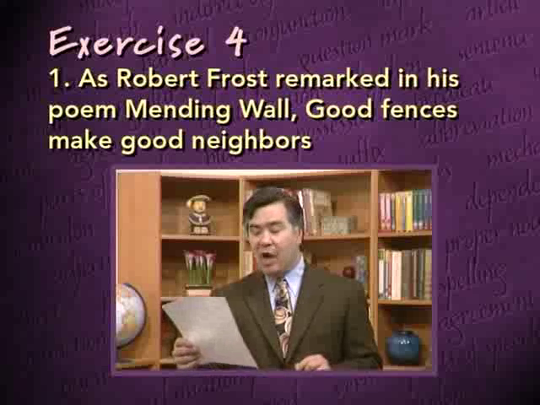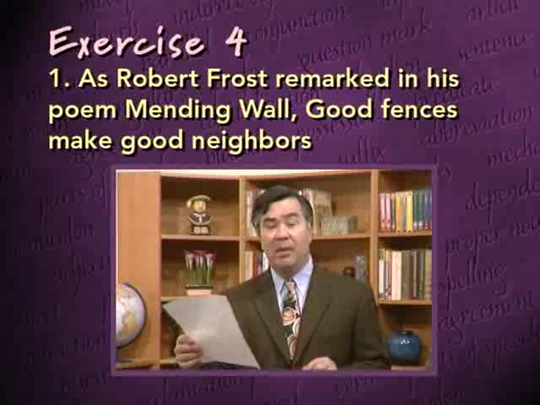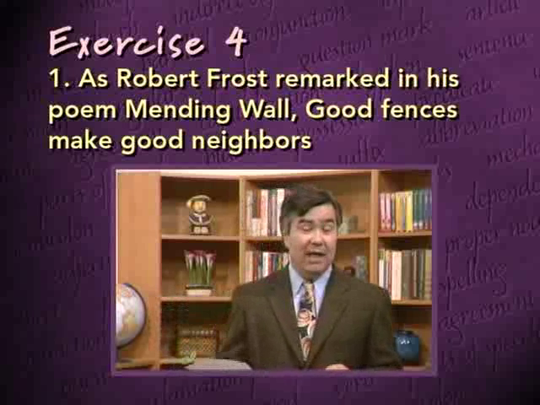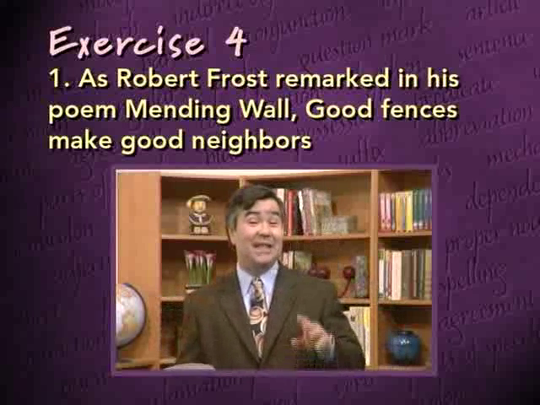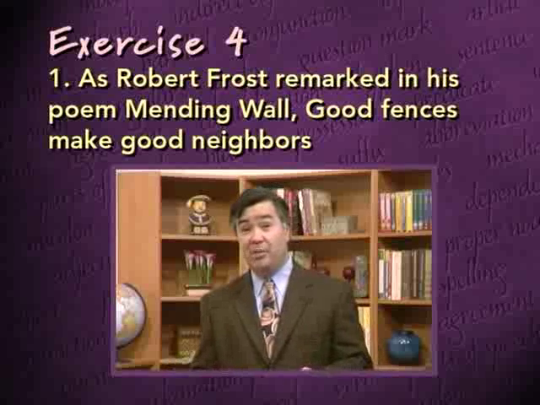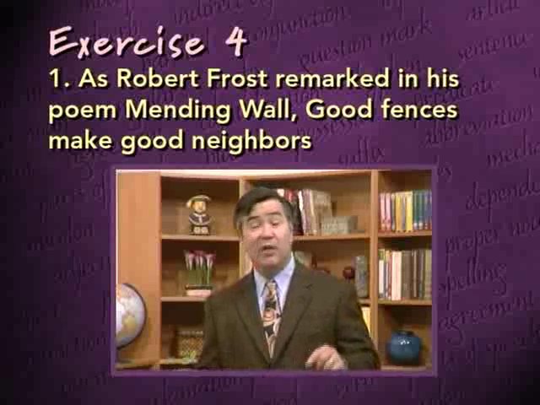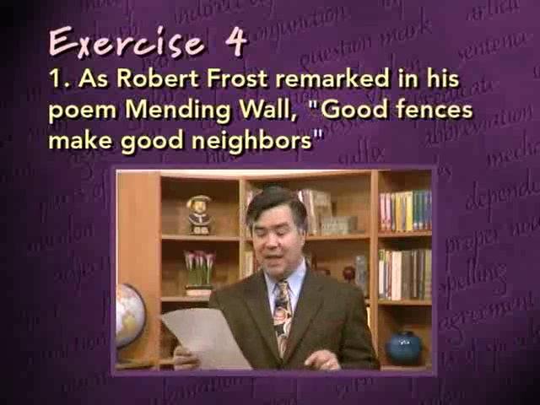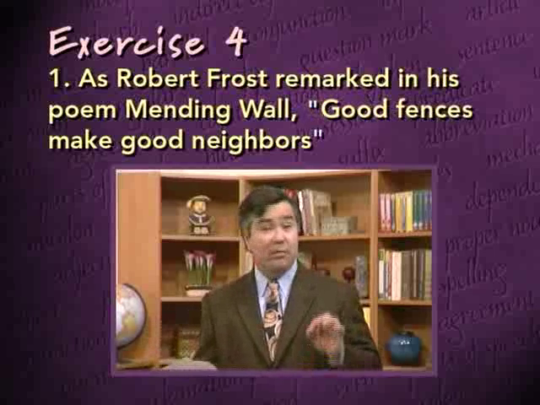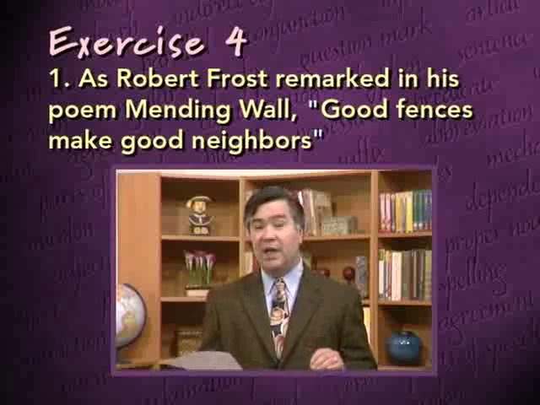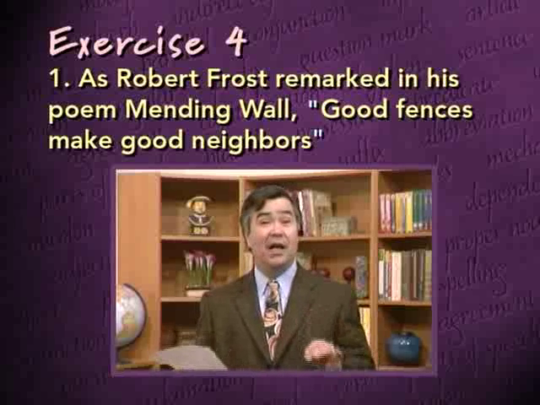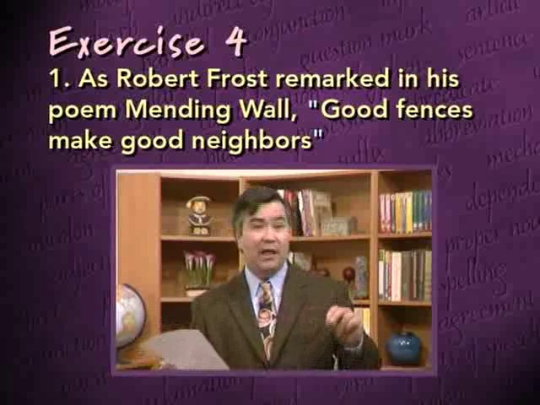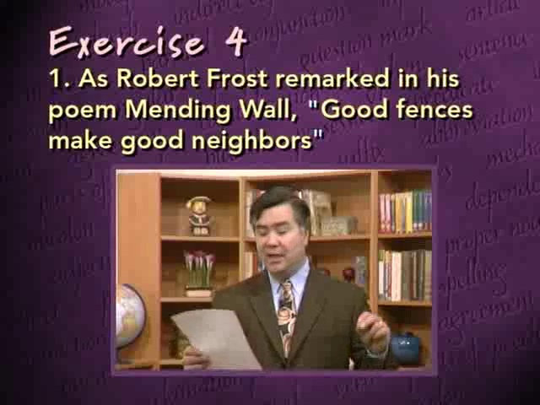First, as Robert Frost remarked in his poem, "Mending Wall," good fences make good neighbors. Now, there are actually two things in this sentence that need to be enclosed within quotation marks. There's the quotation itself, the words that come from the poem. The quotation is, "Good fences make good neighbors." So we want to put double quotation marks, normal quotation marks, around that entire sentence. So we'd have opening quotation marks before good and closing quotation marks after neighbors.